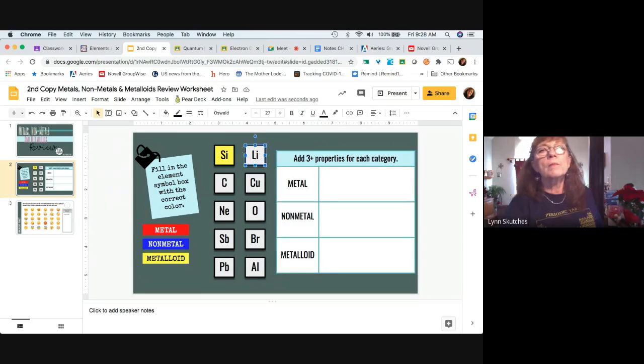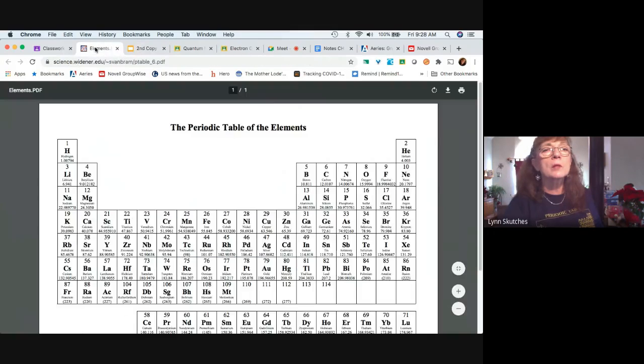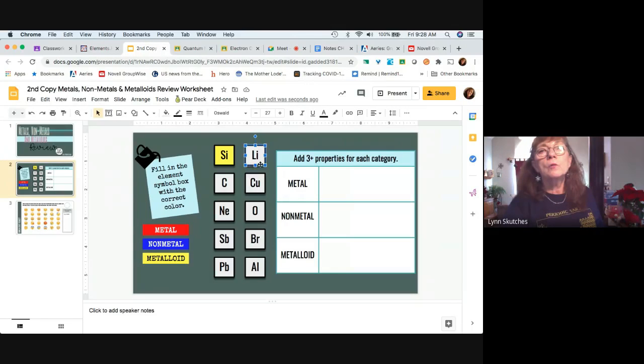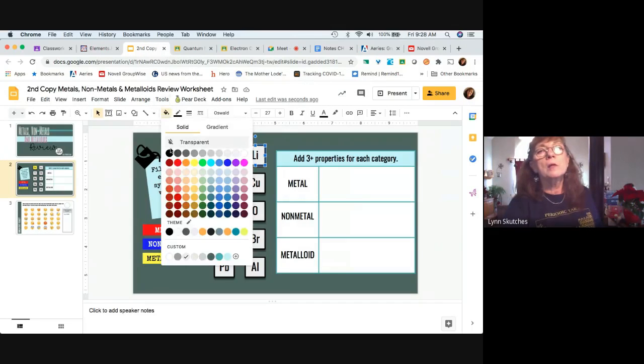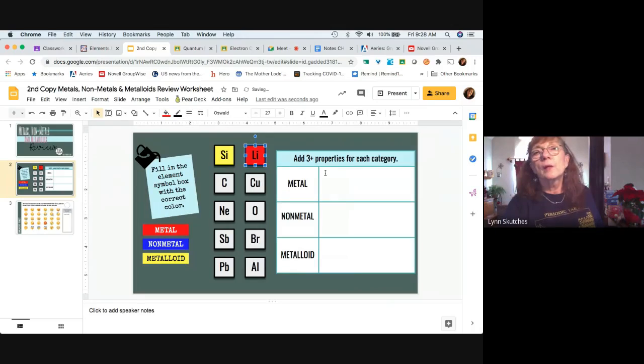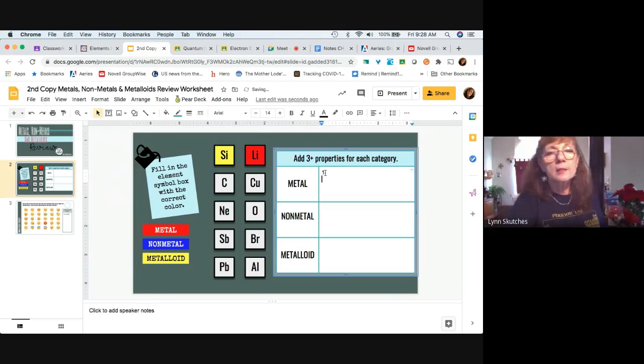So lithium, look on the periodic table, lithium's over here on the left, it's a metal. So you're going to fill lithium with red. Once you've highlighted the box, then you fill it with red. Right? List at least 3 characteristics for each of the main broad categories of elements. You don't have to fill all the information in, but you can if you want to, of course.